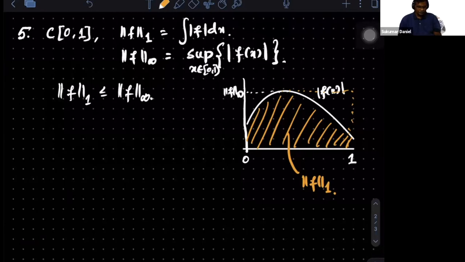Right. If you want to see rigorously what is happening, you write integration of mod f dx, but mod f of x has to be less than or equal to the same thing, the sup norm of f, means the infinite norm of f, that you can replace inside, and that is just a constant number you can push out, and what you get is the integration of the function from 0 to 1. That integration is just 1.